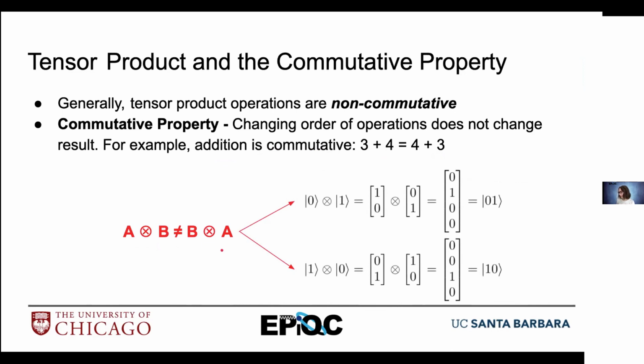So let's check that out. If we have ket 0 tensor ket 1 and ket 1 tensor ket 0, we can see we get two different results. So this shows that the tensor product is non-commutative whenever you're thinking of those operands.